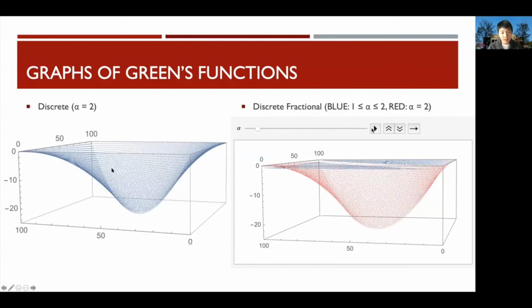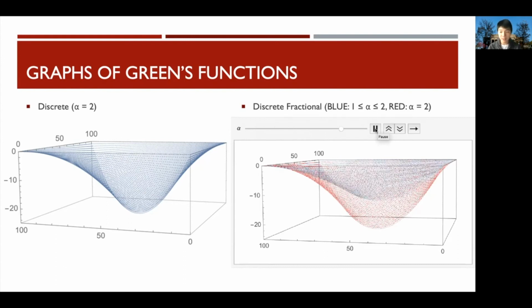Here is the most simple of the Green's functions that we compared, the difference between discrete and discrete fractional. On the left-hand side, you'll see a discrete graph, in blue, where the alpha value equals 2. And on the right-hand side, you'll see a discrete fractional case, where the alpha value moves between 1 and 2. And in red there, you will see the same graph you see on the left. So if I play that approximation, you will see that as the alpha value approaches 2, the discrete fractional case approaches the alpha equals 2 discrete case that we saw on the left.